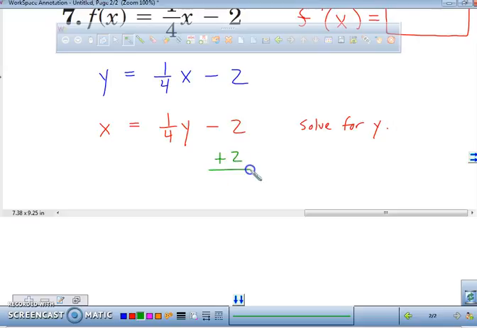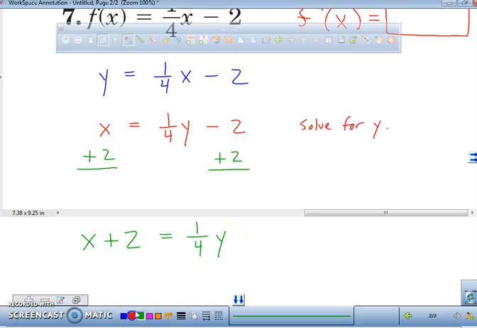What would be the first thing I would have to do to solve for y? Add 2. Add 2 to this side, and add 2 to this side. And x plus 2 is just x plus 2, and that equals 1/4 of y. Now, we don't want to know what 1/4 of y is equal to. We want to know what y is equal to.